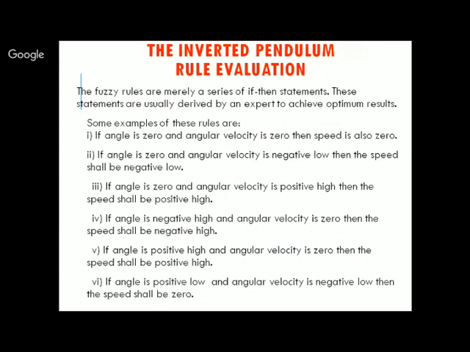Once you fuzzify, then comes the rule statement. The rules are written by using if-then statements. If angle is 0 and angular velocity is 0, then speed is also 0. If angle is 0 and angular velocity is negative low, then the speed shall be negative low. It is simply based on the experience of the experts.